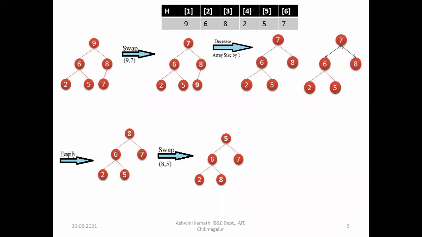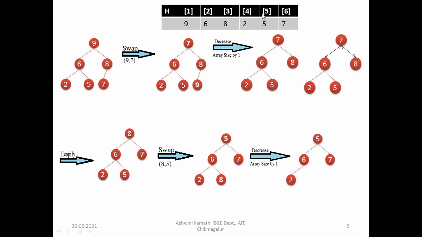That means what happens here? 9 will come to position 6, then 8 will come to position 5. Okay, we are going to decrease the size of the array by 1. So we are left with 5, 6, 7 and 2, but it is not a heap.